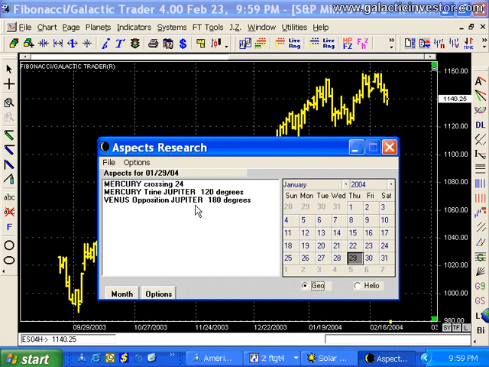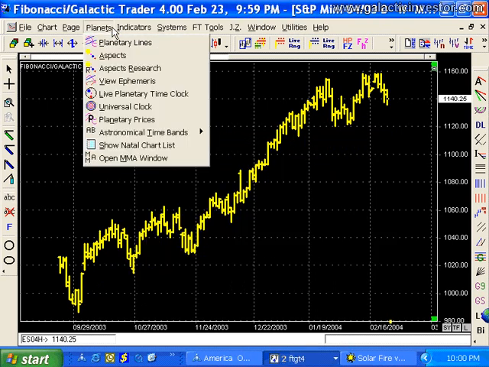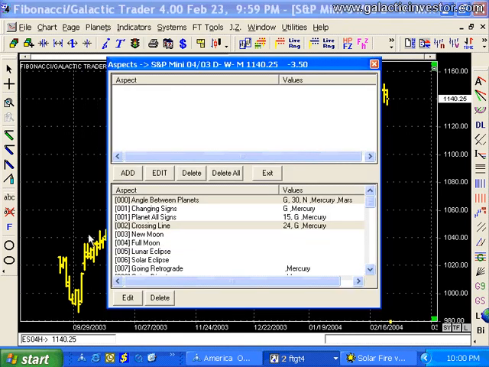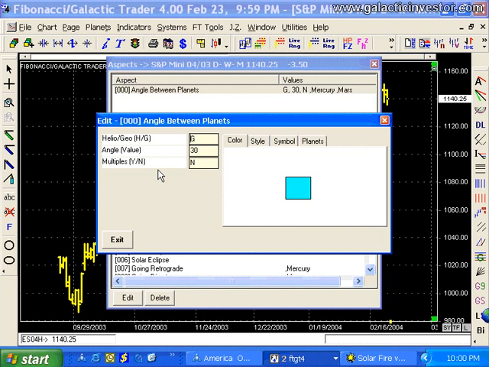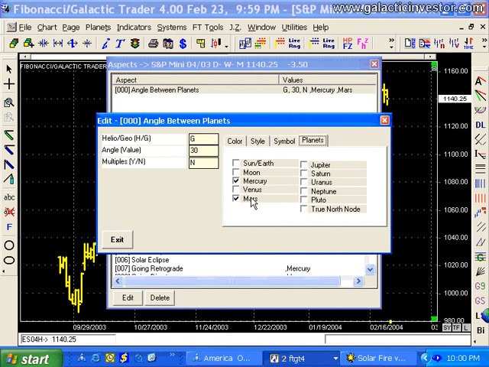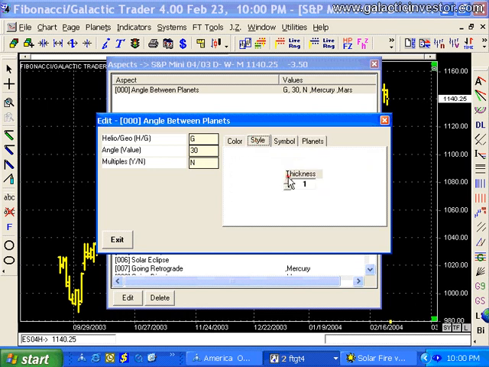So we're going to put in the settings for Mercury and Jupiter here at 120, and then also Venus, Jupiter at 180, and see which one triggered the reversal if that was the case. So let's color the bars here. Let's click on aspects and double click on angle between planets, and this will color the bar for the aspect that occurred.